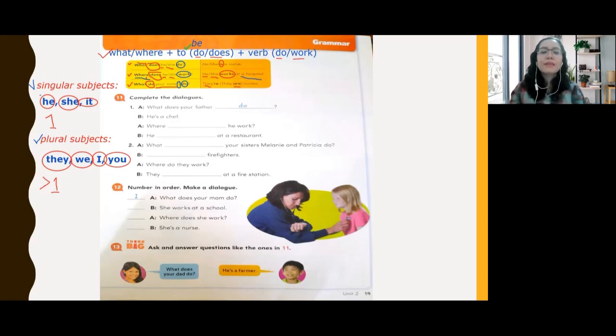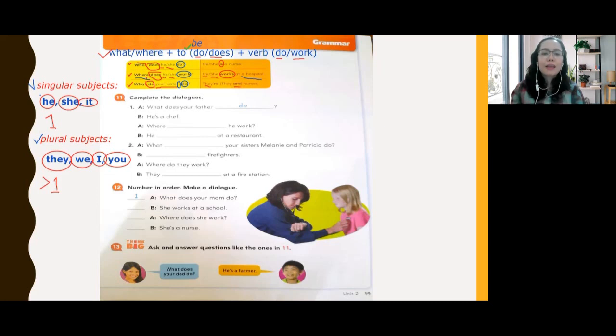Jadi he works at a hospital atau she works at a hospital. Kemudian untuk subjek jamak dari kalimat tanya what ini, menanyakan tentang pekerjaan, kita harus menggunakan to be do. Ya. What do your sisters do?